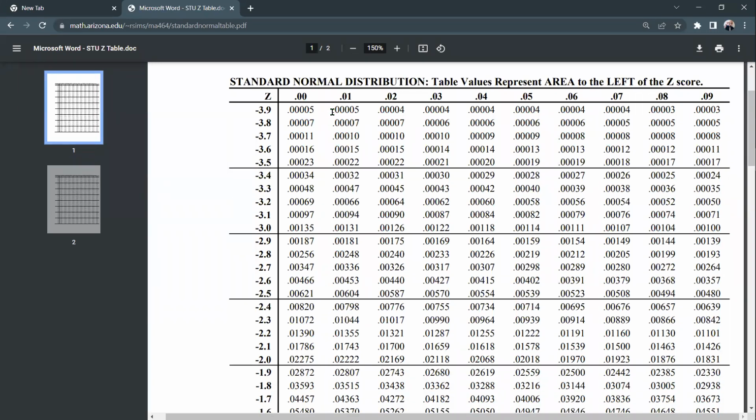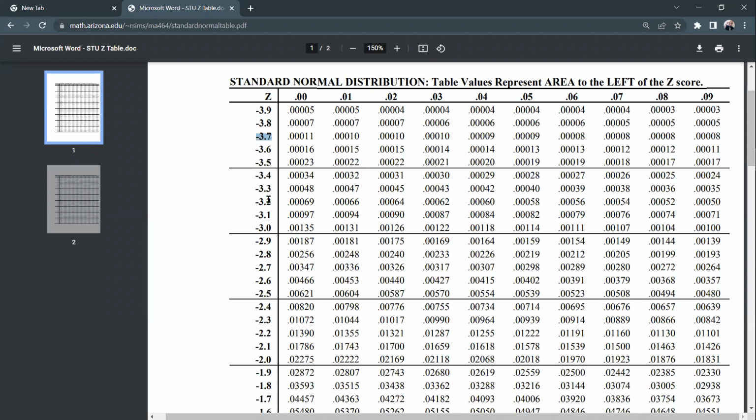Very simple. On the horizontal axis, the values which are mentioned like 0.00, 0.01, 0.02, all these values are nothing but level of significance, the alpha values. Whereas the values mentioned here, minus 3.9, minus 3.8, all these values are what? It is the value of Z test from the data which is there with you.